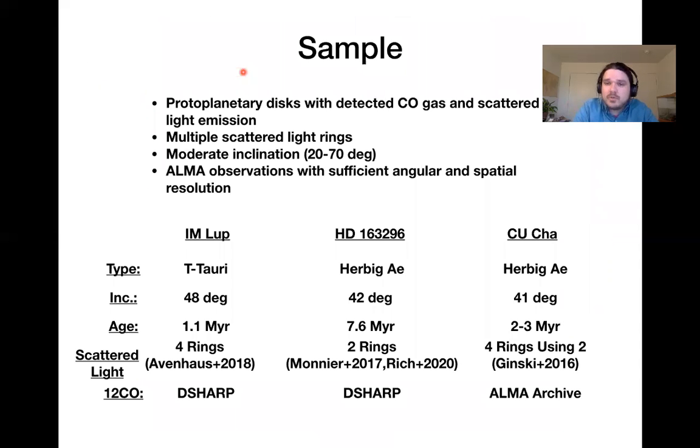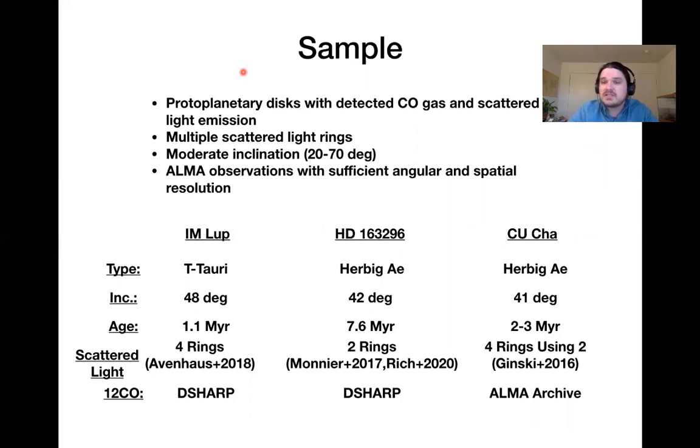So to create our sample, we're only using archival data in this case, one from the ALMA archive or ALMA surveys, and the other from various previous scattered light surveys. It needs to have multiple rings. It needs to have plenty of CO gas that's easily detected with ALMA at an adequate resolution, both spatial and spectral. It also needs to be at a moderate inclination. This geometric effect only works at a moderate inclination.